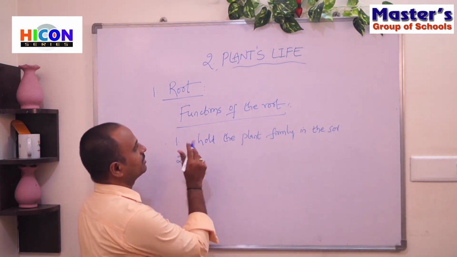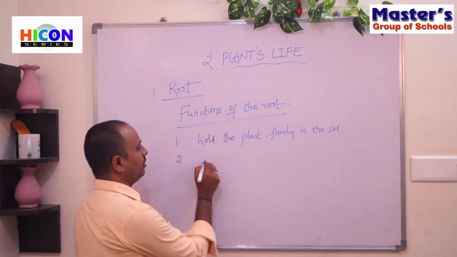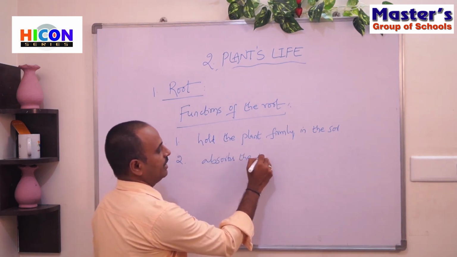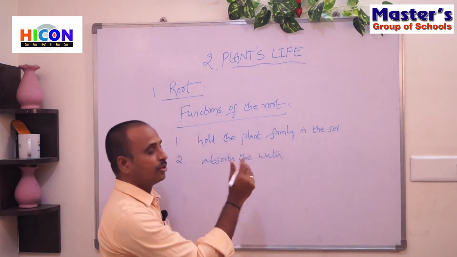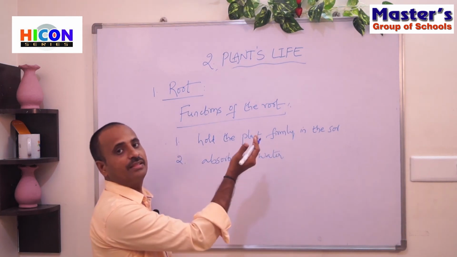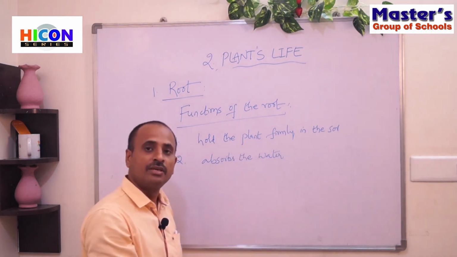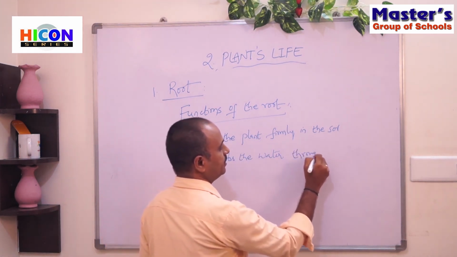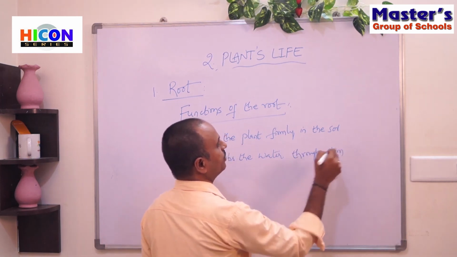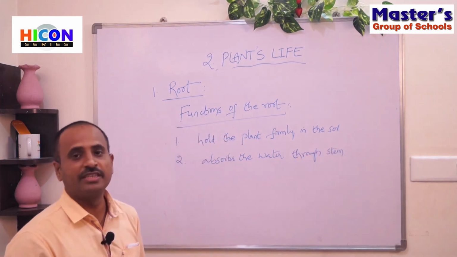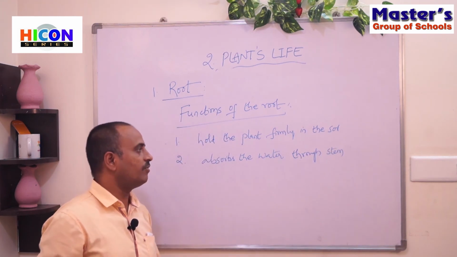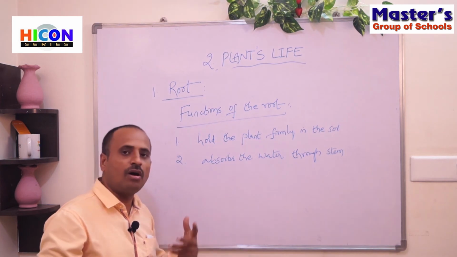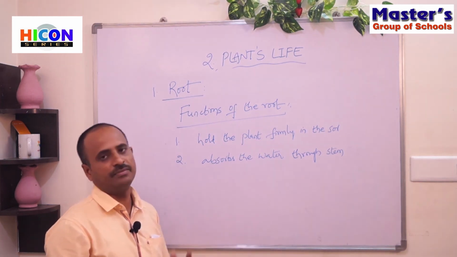And the second one is the roots will absorb the water. The roots will absorb the water and supply this water to all parts of the plant. That means they supply the water to the leaves, fruits and flowers through the stem. So this is the second function of the root. The roots will absorb the water from the soil and supply the water to all parts of the plant through the stem.